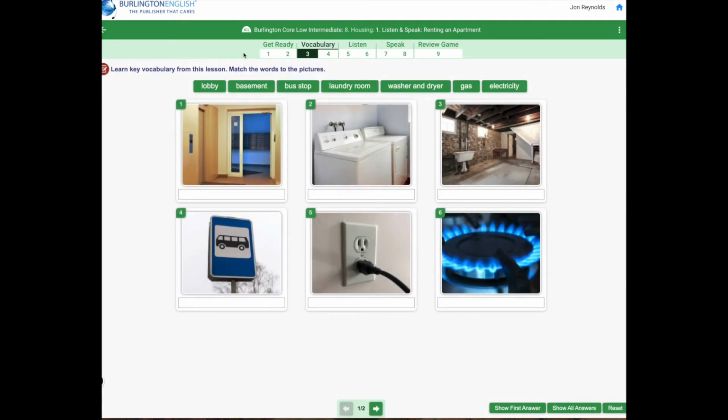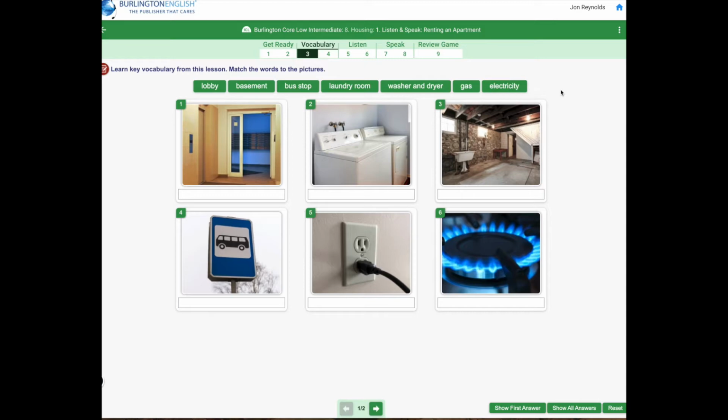Okay? Now notice in our first lesson it says here we're going to learn some key vocabulary. So first, let's see if we can match the words up here at the top to the pictures that we see below. Let's say the words together. So repeat after me. Lobby, basement, bus stop, laundry room, washer and dryer, gas, electricity.